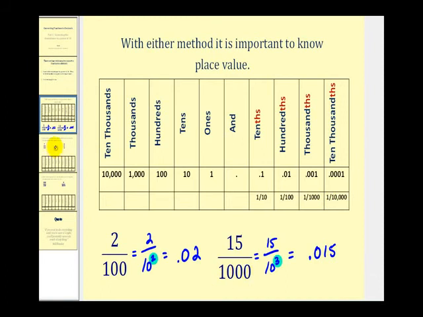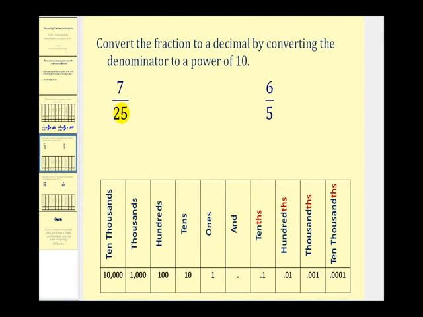Now let's take a look at what happens when the denominator is not given as a power of 10. Here we have 7/25, or 7 over 25. We need to ask ourselves, what can we multiply 25 by to convert our denominator to a power of 10? Well, 25 times 4 would give us 100, which is a power of 10. And we can do this as long as we do the same to the numerator. So the equivalent fraction would be 28 over 100, or 28 hundredths. Again, if we know our place value, we know this would have to be 0.28, because we have the tenths and then the hundredths, 2 digits to the right of the decimal.